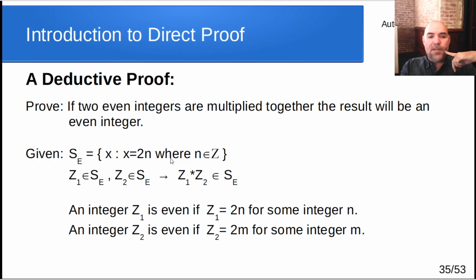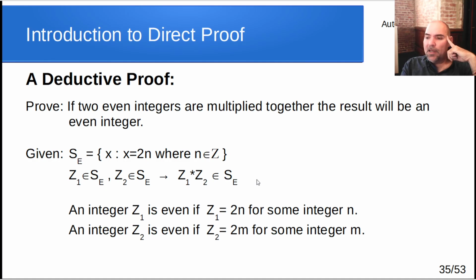They're divisible by 2. All right, so in other words, we have our two even numbers. Z1, that's an even integer. Z2 is an even integer. And so if we multiply them together, this is our conclusion, our goal: is this multiplied by that an element of the set of even numbers? And we're claiming that it is. Now, how are we going to prove that?